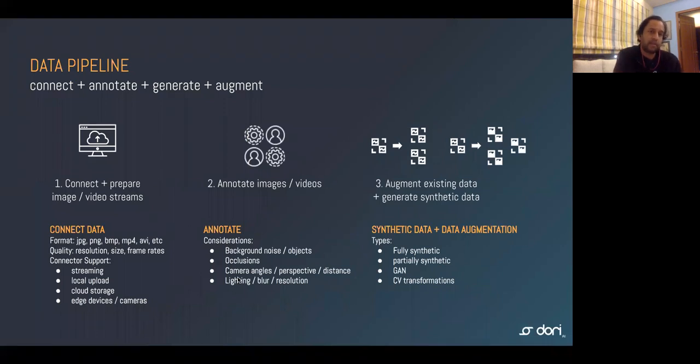Again, for the data pipeline, it really consists of three main phases. The first being that data connection phase, where you actually start to collect that data and ingest that into your pipeline. The second being the annotation, where you actually will then start to establish that ground truth. And then finally, your augmentation or synthetic data generation process. So when connecting various data sources, you'll definitely want to start to consider what types of formats that you want to support, whether it be various image formats or various MP4 or AVI video formats.